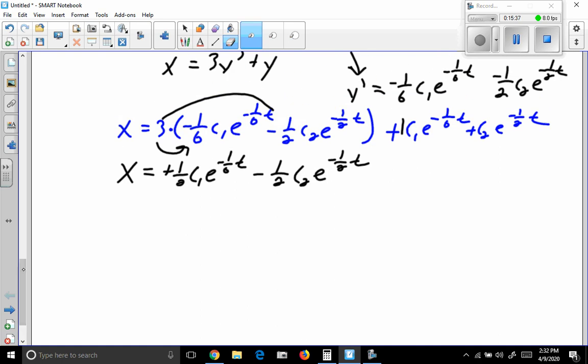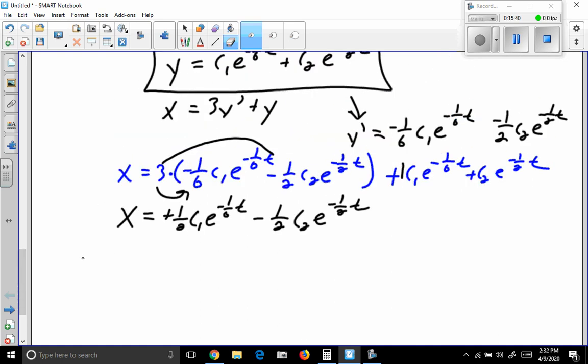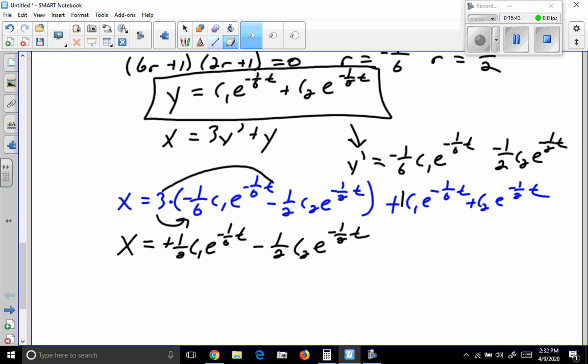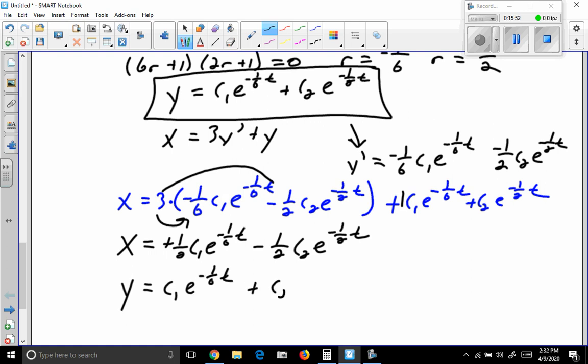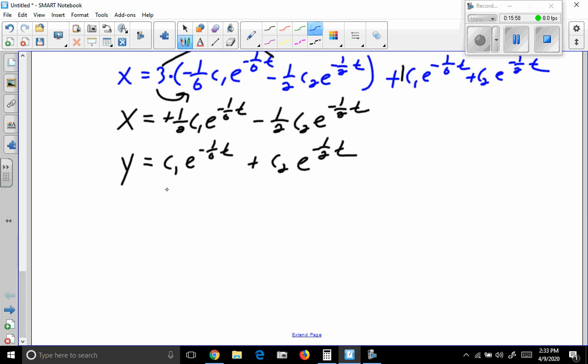It gives us an equation for y and an equation for x. So let me copy that down. The y went down. So y is C1 e to the negative 1/6 t plus C2 e to the negative 1/2 t. So what else do we know? We know that at time 0, if we put a 0 in for our time, we would get a 1/2 C1 because e to the 0 is 1. If we put a 0 in for t here, that's 1, so minus 1/2 C2.